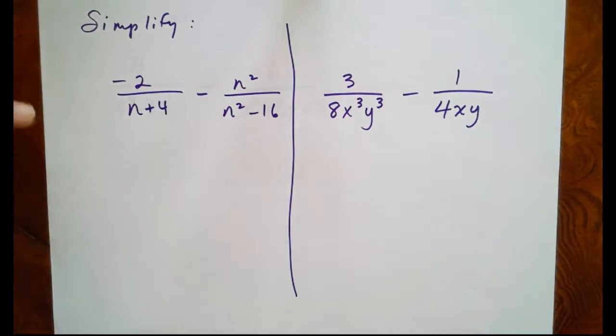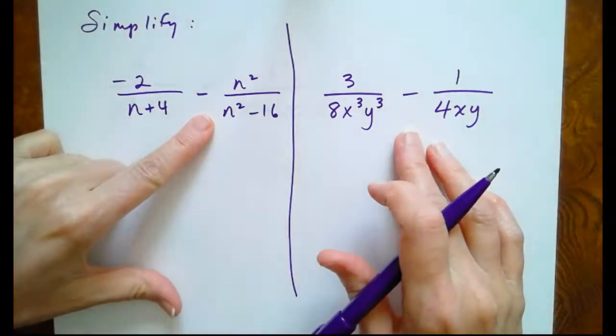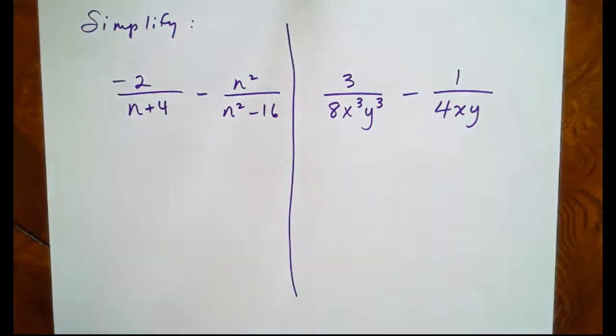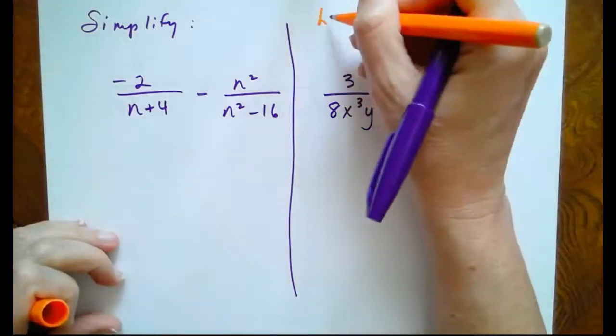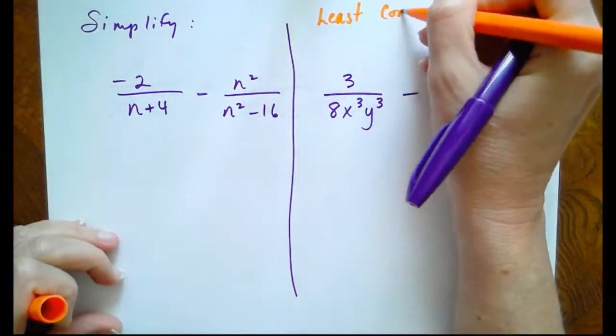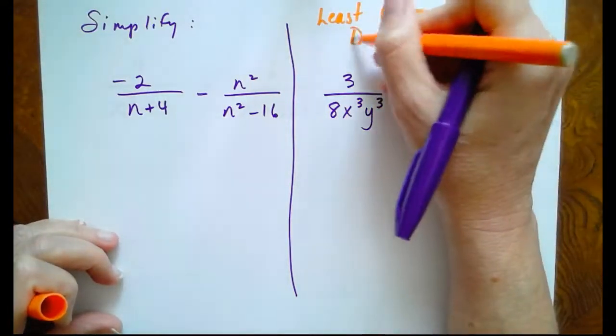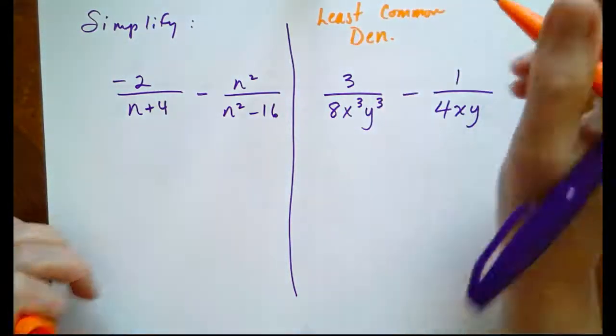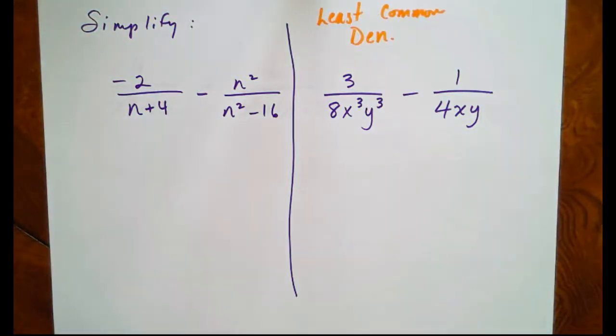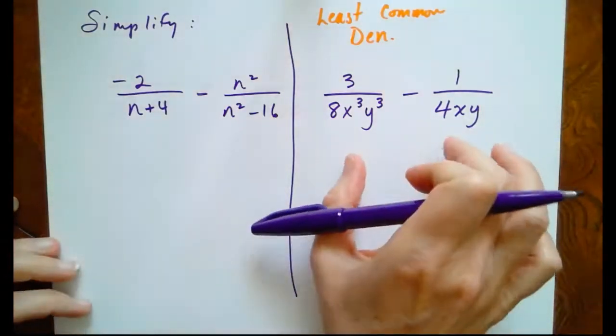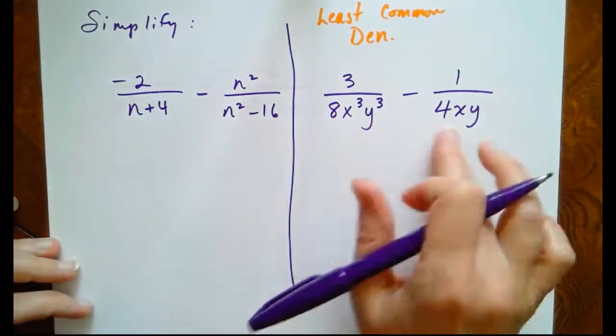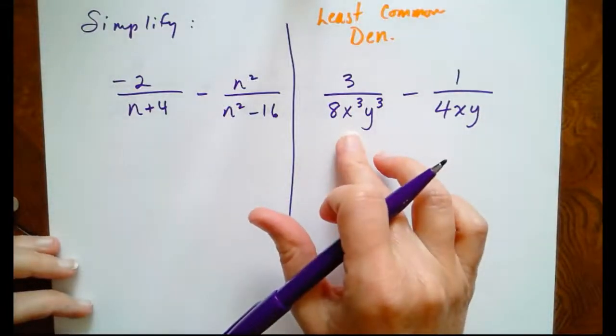So moving on to simplifying with addition or subtraction. Remember, when we're doing addition or subtraction, we need a least common denominator, also known as a least common multiple. So we're going to be factoring if necessary. Not necessary here because these are both monomial expressions in the denominators.